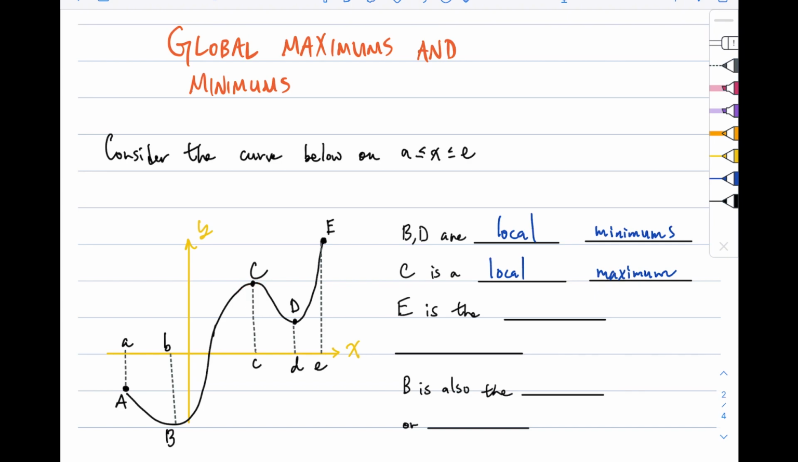Now we know that that's not the highest y value that the curve achieves in this interval, because we can clearly see that point E seems to have a y coordinate that's larger than the y coordinate of point C. So point E is kind of its own maximum, but we don't call it a local maximum because it's the highest y value that the curve achieves. We call this not local, but the opposite of local. We call that global. So we call that a global maximum.